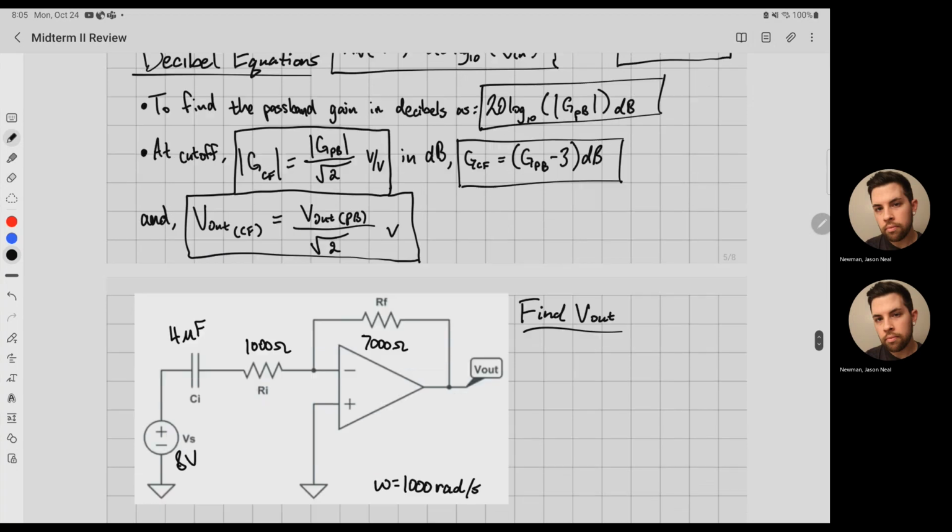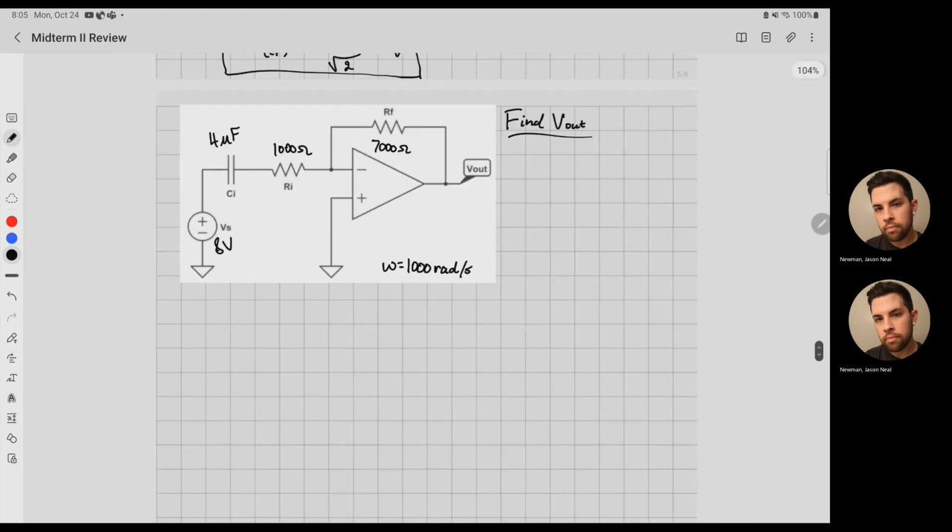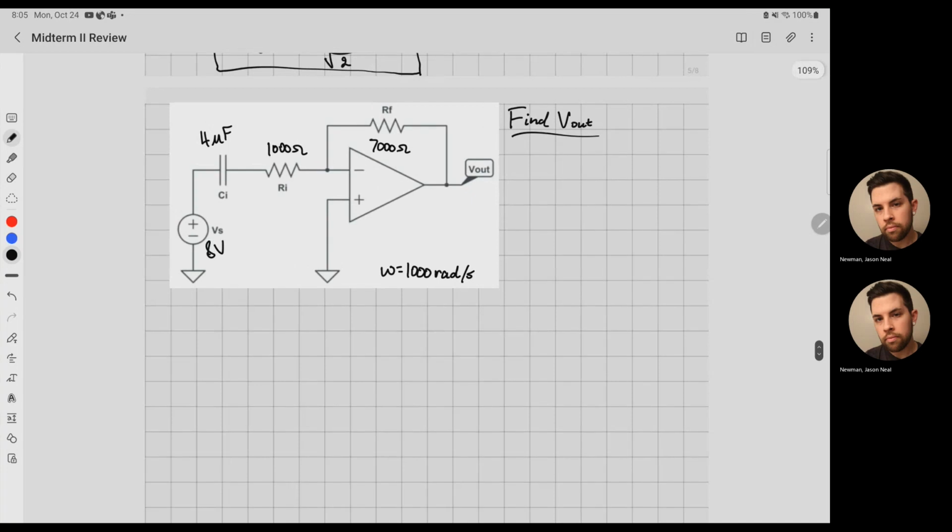So I got a couple of quick examples for you guys and then we'll call it. So let's just knock out a couple of quick examples real quick.